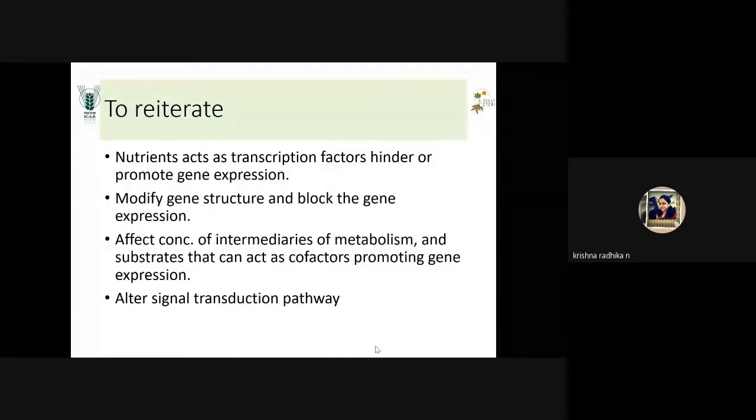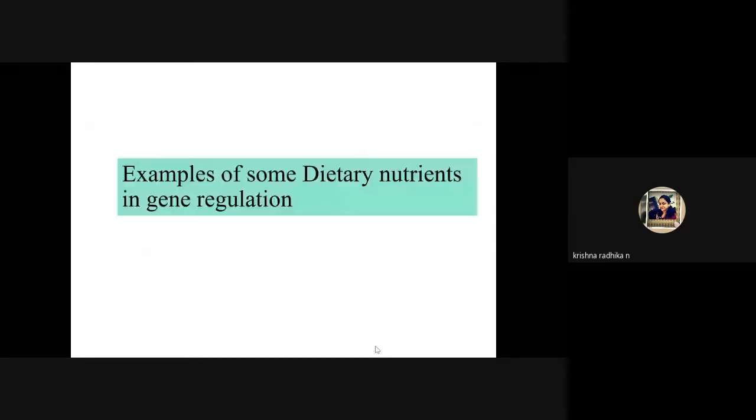To reiterate, nutrients act as transcription factors, hindering or promoting gene expression. They modify the gene structure and block gene expression. They affect the concentration of intermediaries of metabolism and substrates that can act as cofactors promoting gene expression. They can alter signal transduction pathways. Now we will see some examples of dietary nutrients in gene regulation.